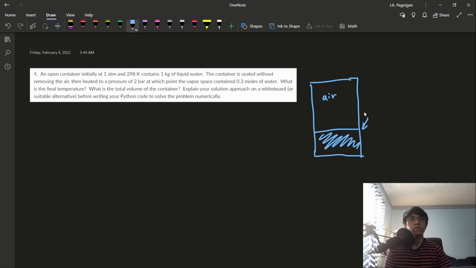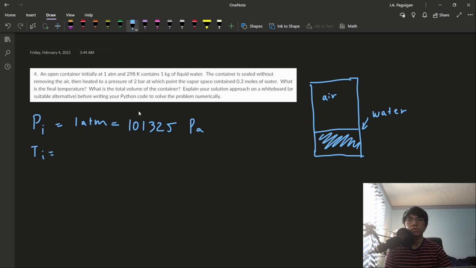To do that, how do we want to do this? We have our water here. Let's start writing what we know. If you notice in the problem, the values are given in different units. We want to keep them all in the same units, so our standard should be SI units. So, open container, initial pressure, 1 atmosphere. I'm going to write that as 101,325 pascals, not bars, and that's the SI unit we're going to use for pressure.